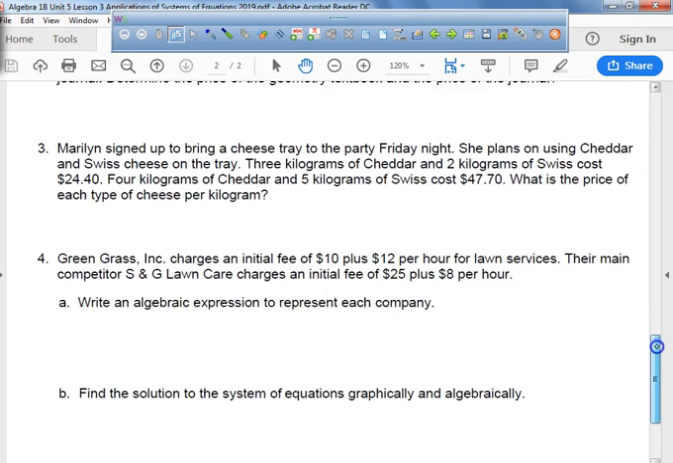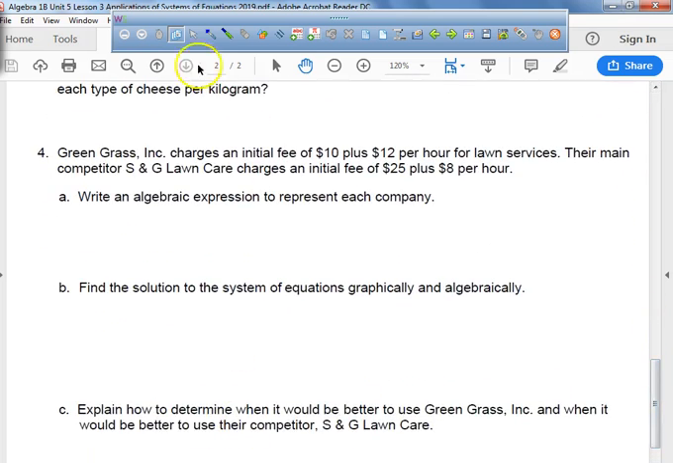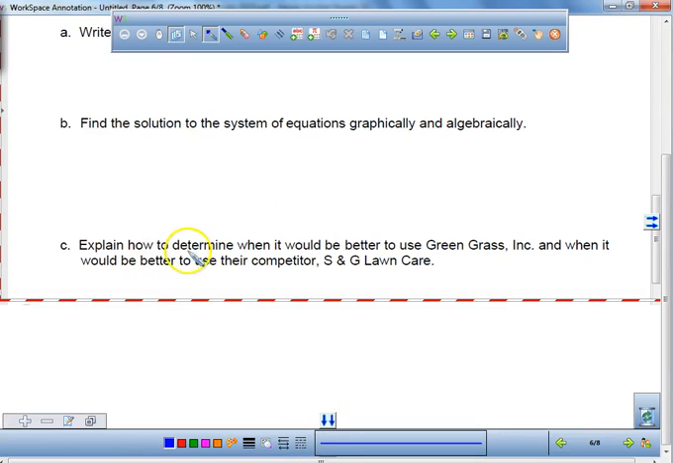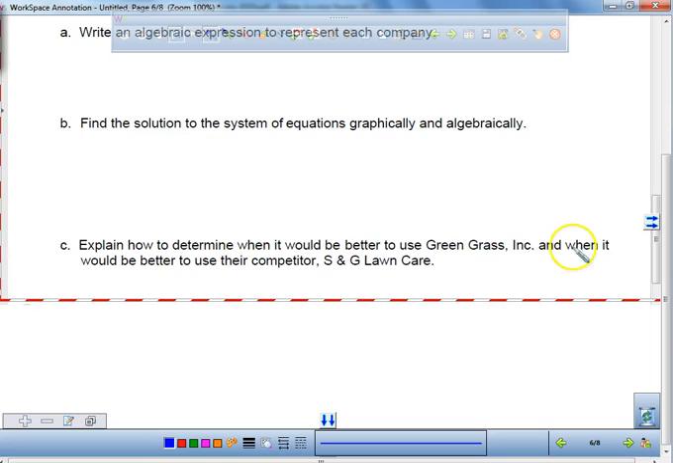So right here, if you look at it, it says, explain. Look at C. Explain how to determine when it would be better to use Green Grass and when it would be better to use their competitor, S and G. We just went over that. What are you going to write down? You're going to write down, it would be better to use Green Grass if you have a job that will take less than 3.75 hours. And it would be better to use S and G if the job took more than 3.75 hours. Because at 3.75, they're exactly the same. 3 3/4 of an hour, it's exactly the same. And that's the answer for C.